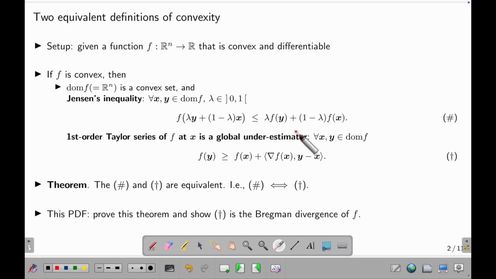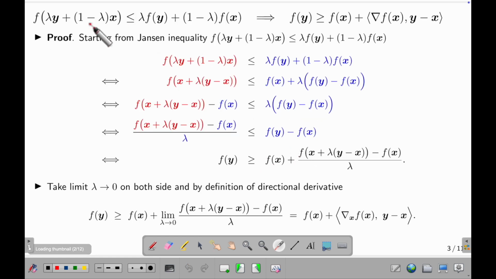I didn't talk about the proof last time. Now I talk about the proof. So this thing gives you this thing, and also this thing gives you this thing. I talk about just one of them. So actually it's not hard. So I start from here. So I copy this. I get this.